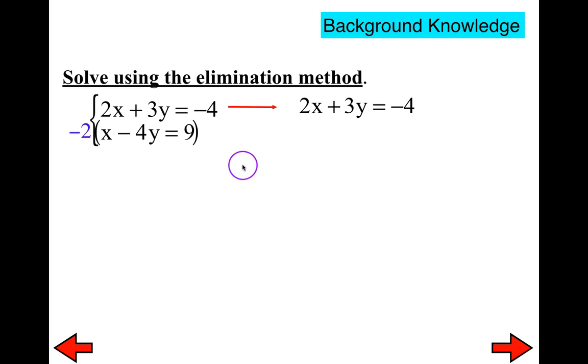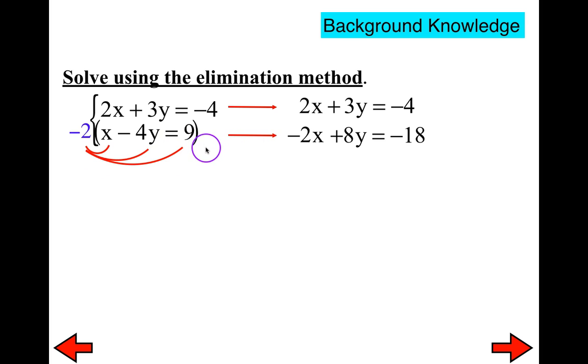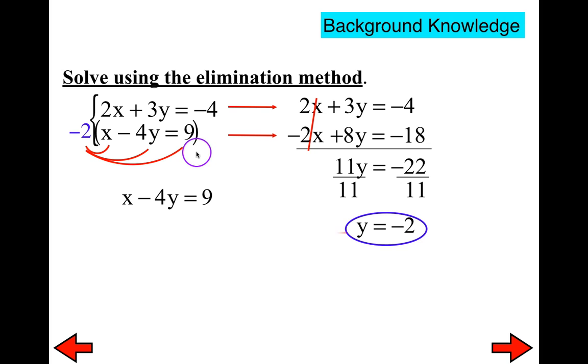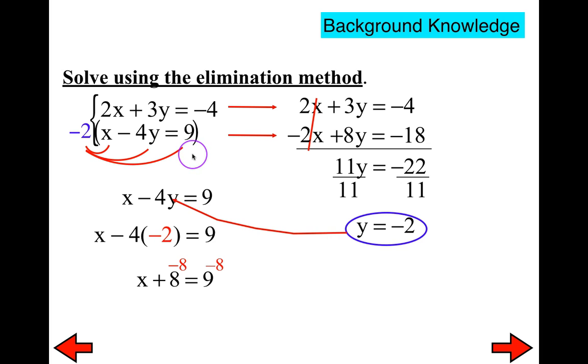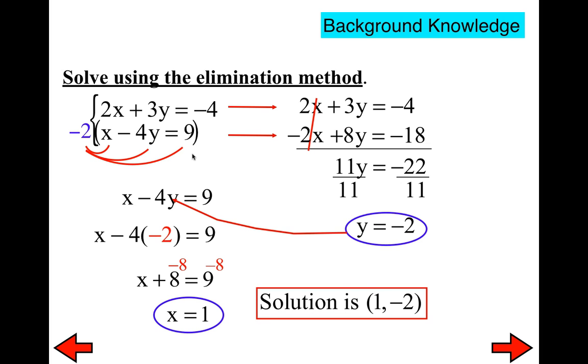So here, the first one stays the same. The second one will change by multiplying negative 2 to each term. The x's cancel out, leaving me with 11y equals negative 22. Solve for y, plug it back into one of the original equations, and solve for the other variable. And then, of course, you would state your solution, but you don't know for sure until you check your answer.